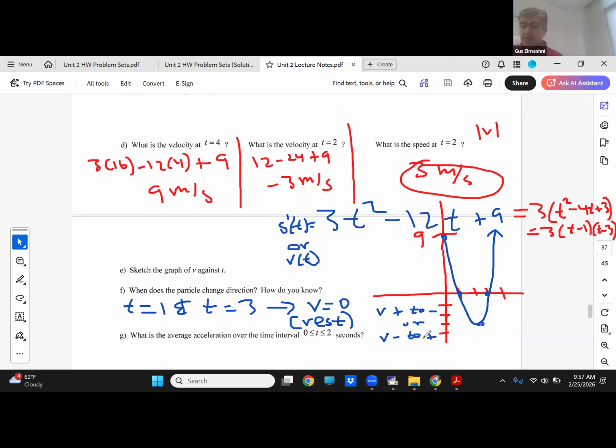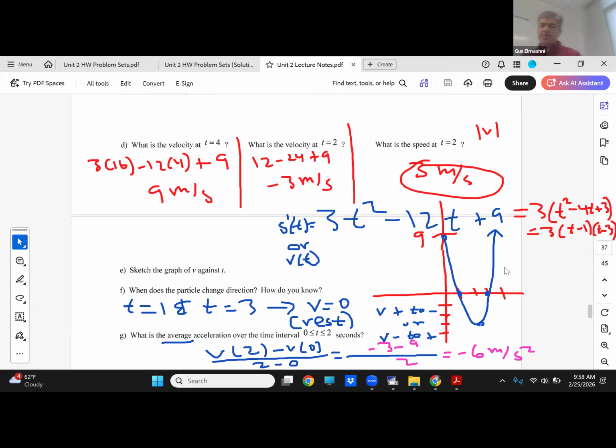V goes from positive, negative, negative, positive. Okay, average acceleration now. Acceleration is a derivative of velocity. Or if you want average, you're going to do v of 2 minus v of 0 over 2 minus 0. What's v of 2? Yep, and v of 0 is 9. And you're going to put it as meters per second squared.